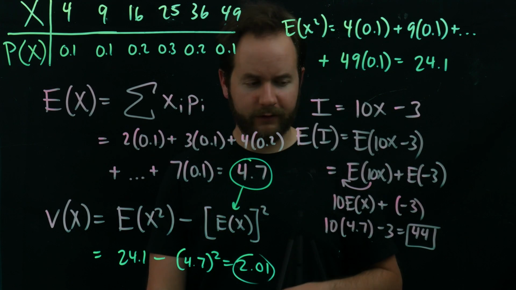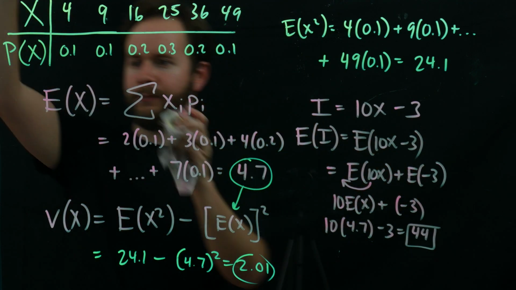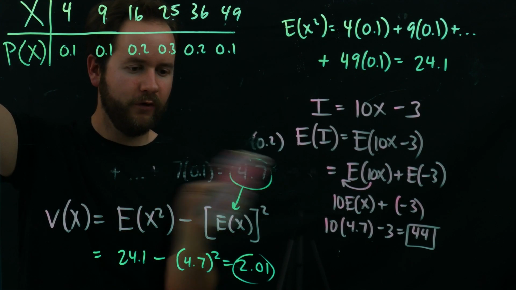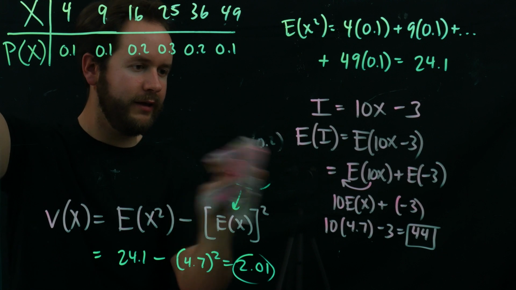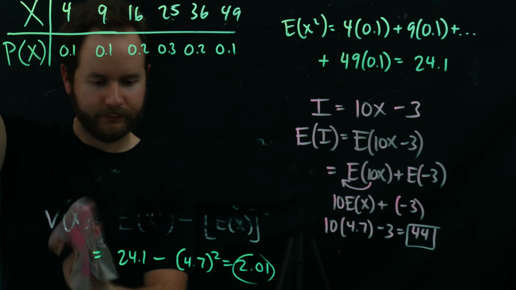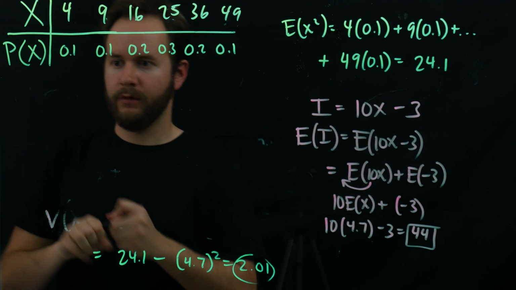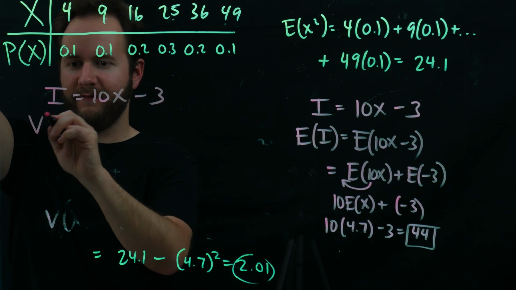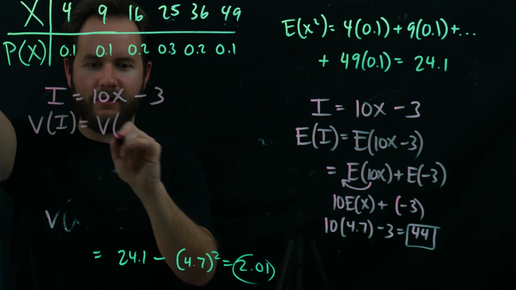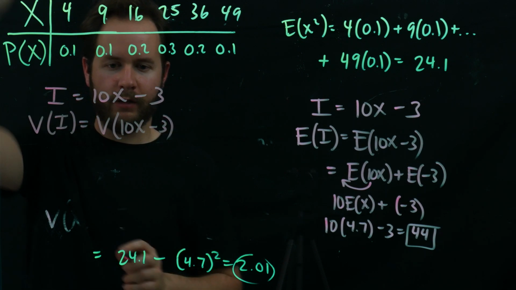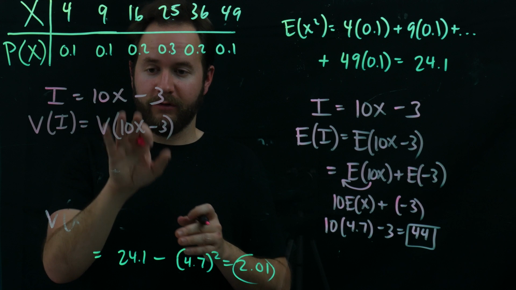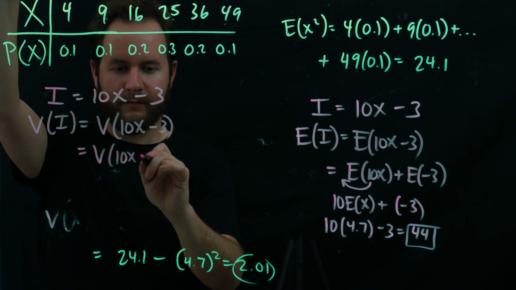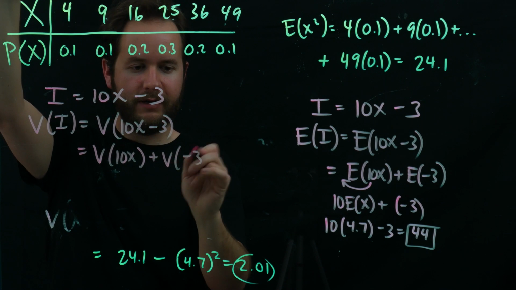We also need to find the variance. The variance calculation is done in a similar way. So given the formula for the income, which is I equals 10x minus 3, we're going to take the variance of both sides. So I'm going to say V of I equals V of 10x minus 3. Once again, we can split 10x minus 3 into variance of 10x plus variance of negative 3.